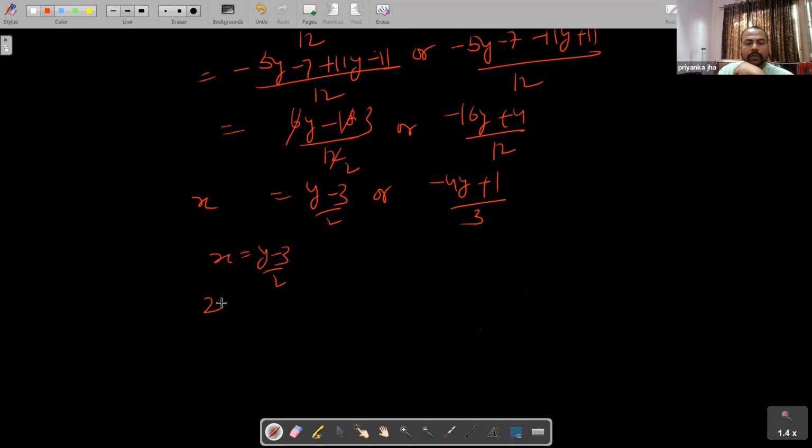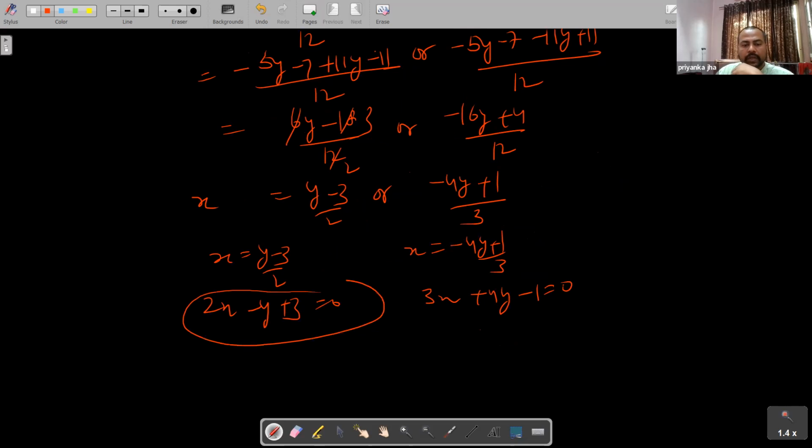From here we'll get one equation, 2x minus y plus 3 equal to 0. x can be equal to this. From here we will get this. This is the first line. This is the second line. So that pair of straight lines represents these two lines. Understood? That is how we find the equations of the different lines of a pair of straight lines. Note it down.